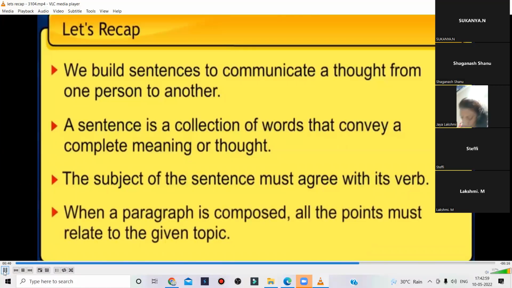Okay. You will also automatically understand these subject-verb rules if you repeatedly use sentence formation practices and exercises. If you don't practice, if you are not experienced, then it may be difficult for all of you. When a paragraph is composed, all the points must relate to the given topic.